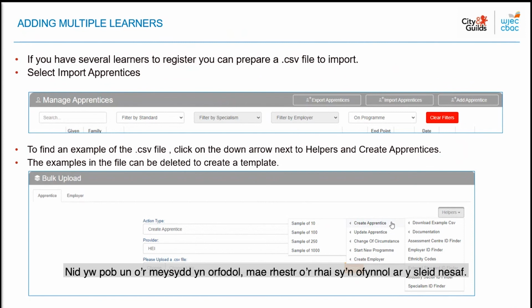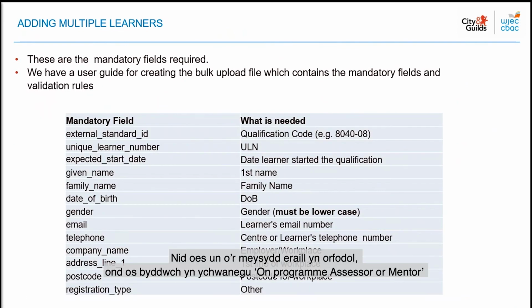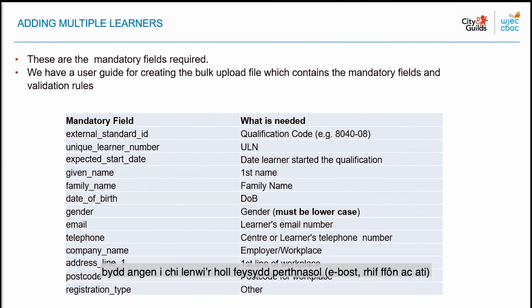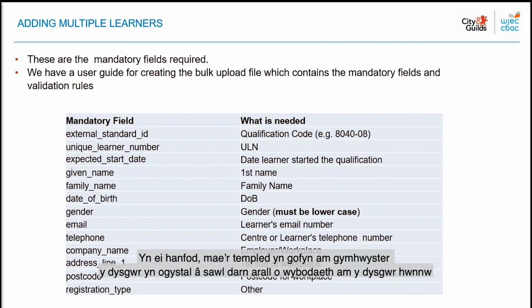Not all of the fields are mandatory. Those that are required are listed on the next slide. All other fields are non-mandatory. However, if you add an on-program assessor or mentor, you will need to complete all the related fields, such as email and telephone number. Essentially, the template requires the qualification the learner is following and a number of pieces of information about that learner.